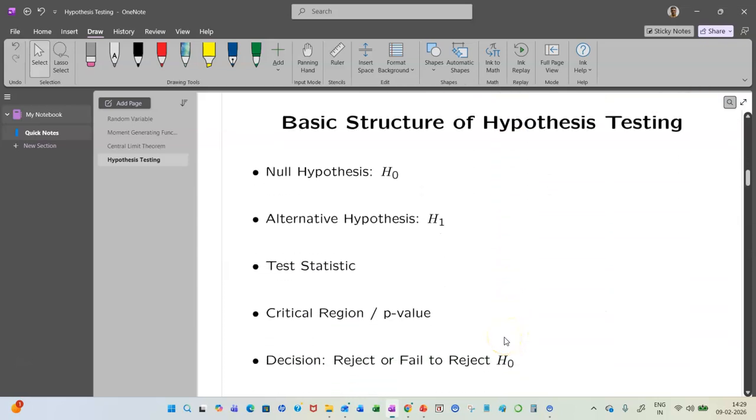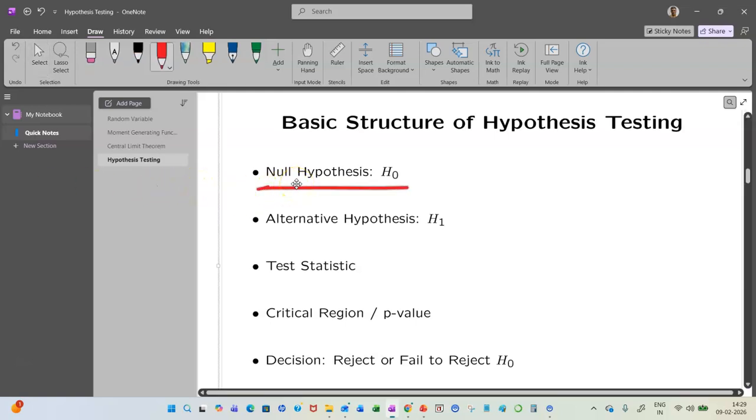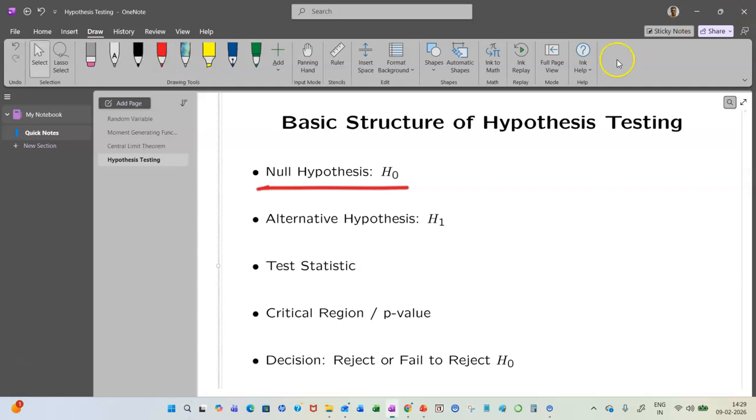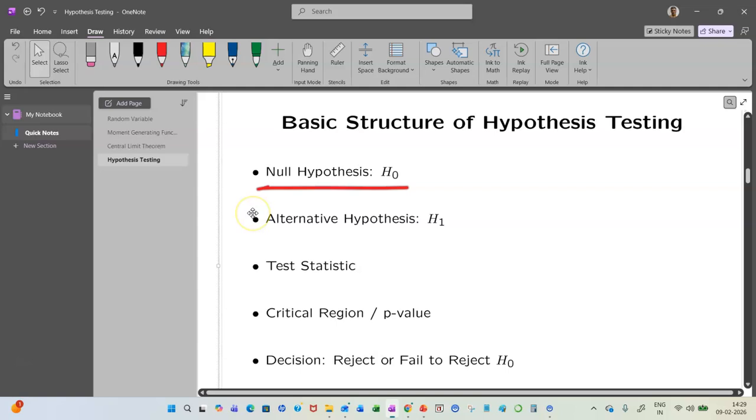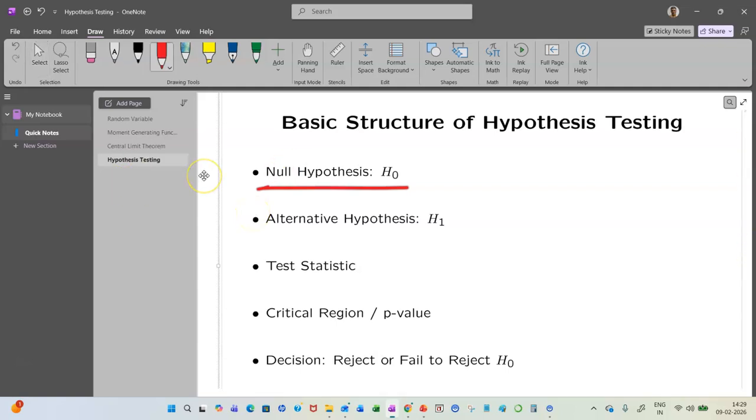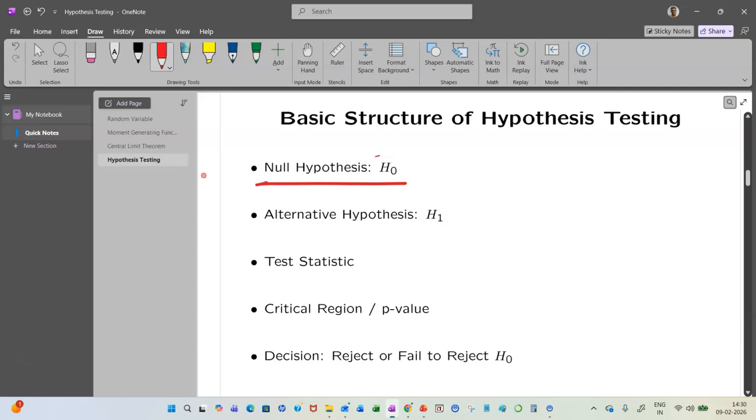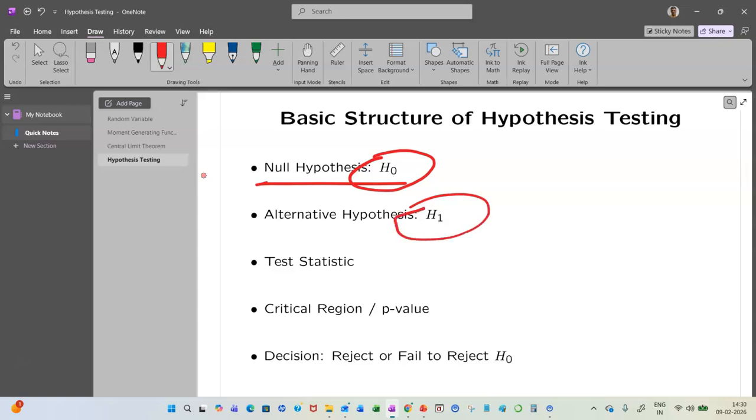So some basic concepts. We start with the null hypothesis denoted by H0. Then we have the alternative hypothesis denoted by H1. Then we have the test statistic, critical region, p-value, and finally the decision whether to reject or fail to reject H0. So everything starts with the null hypothesis.